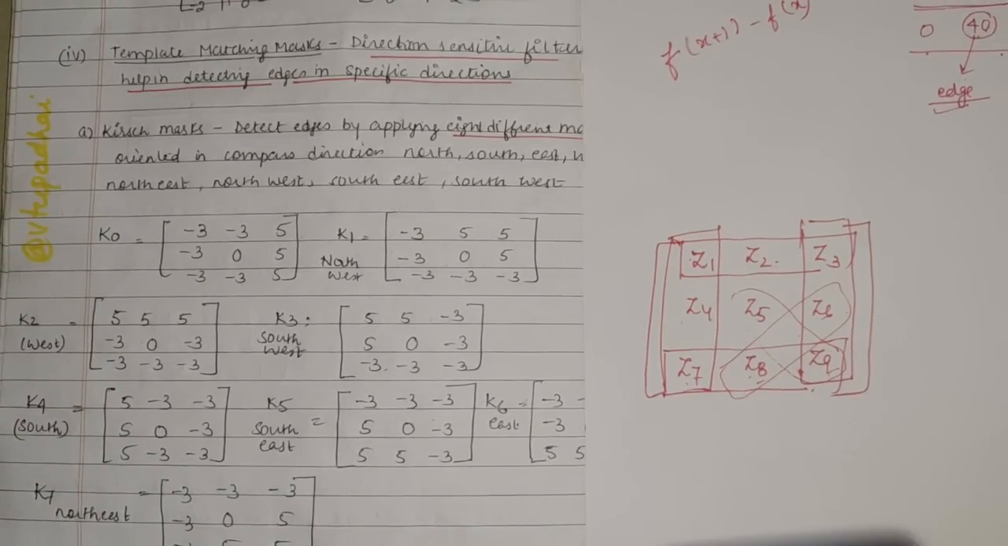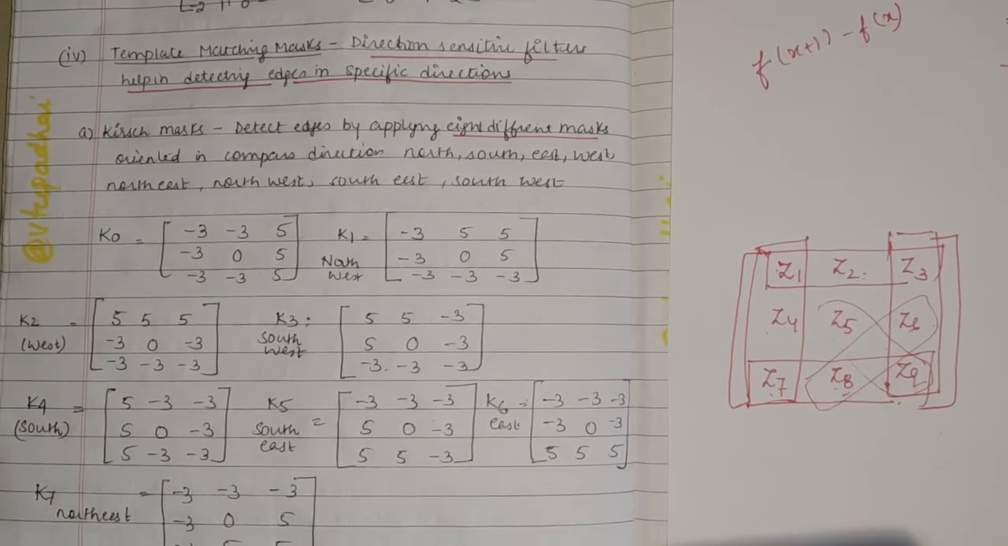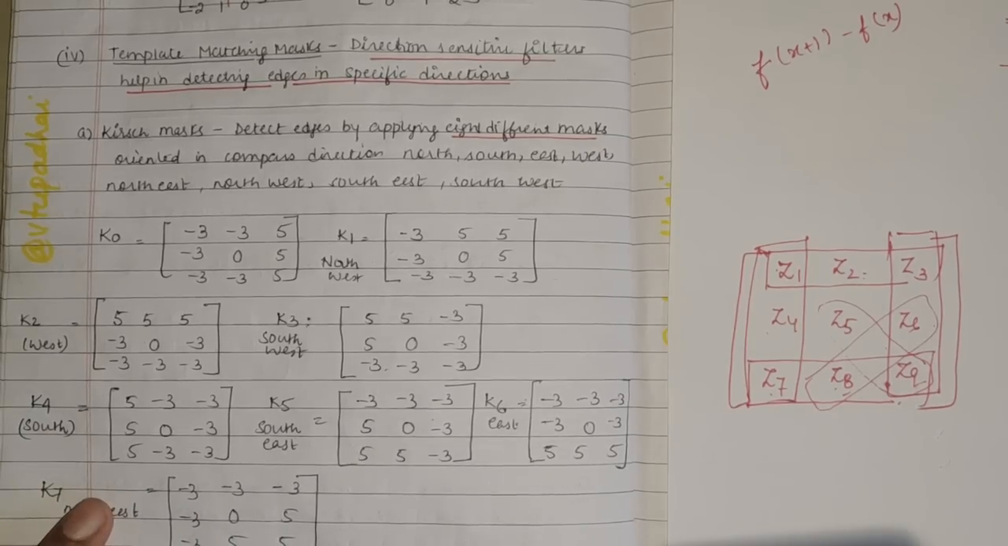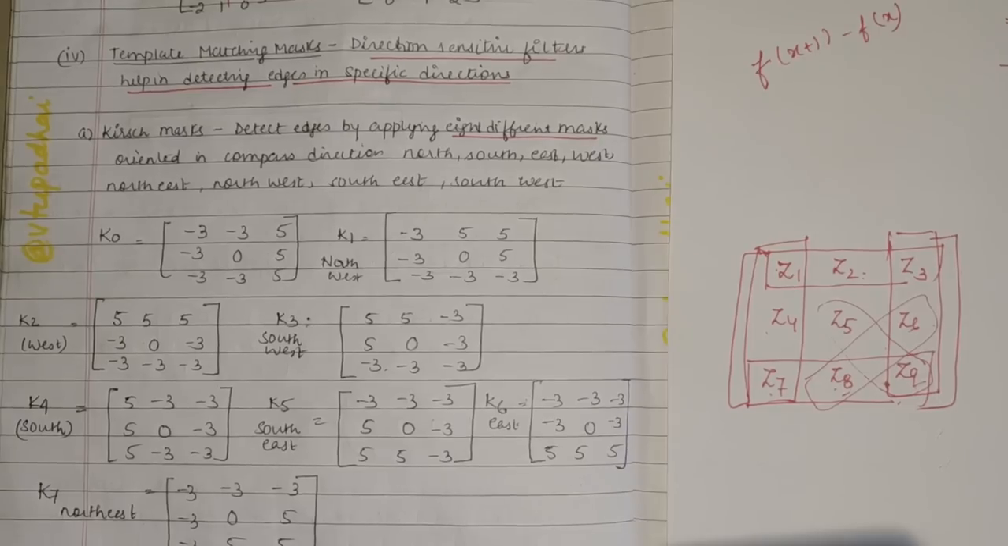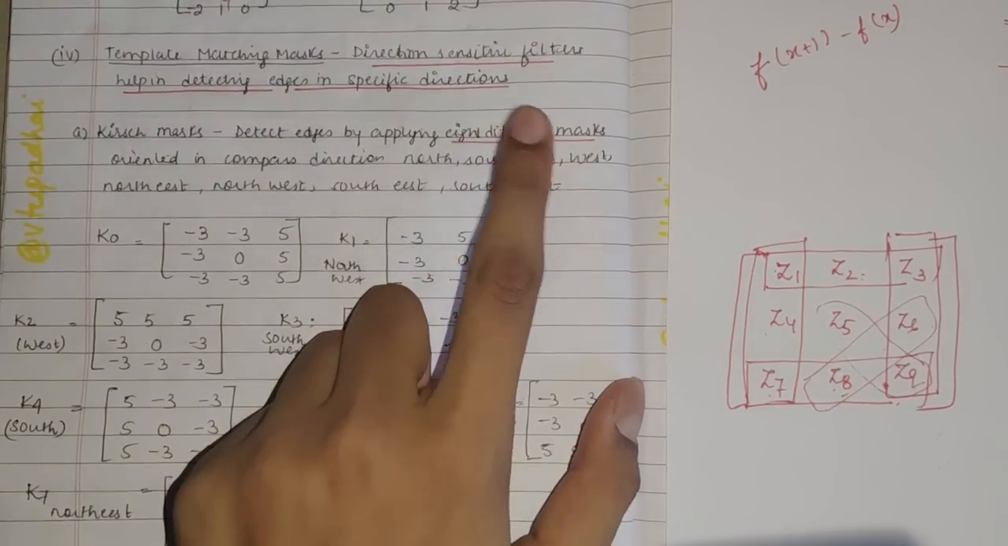Next, template matching masks. What are these masks? Basically they are direction-sensitive filters which help you detect edges in a very specific direction. So first we have the Kirsch mask. The Kirsch mask detects edges by applying 8 different masks.